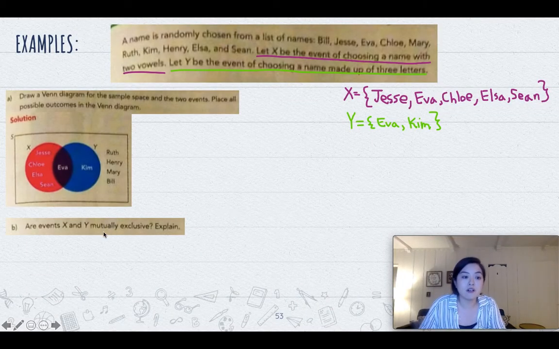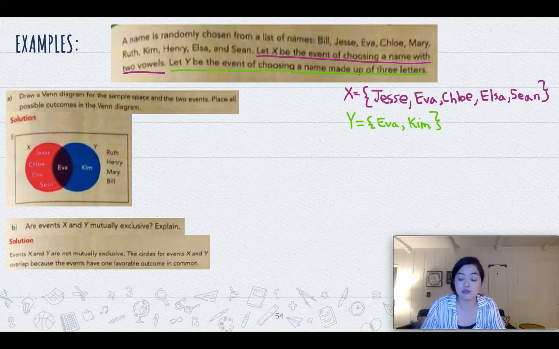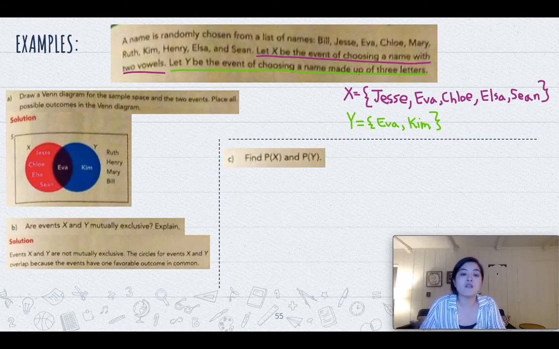Now, are the events X and Y mutually exclusive? No, they're not, because there's overlap with Ava here. Now, we're going to find the probability of event X and the probability of event Y. For the probability of event X, there are 10 names in the sample space, so I'm going to put that in the denominator. Outcomes favorable to X are 1, 2, 3, 4, 5, so that goes in my numerator. I can simplify that, and that'll be 1/2.